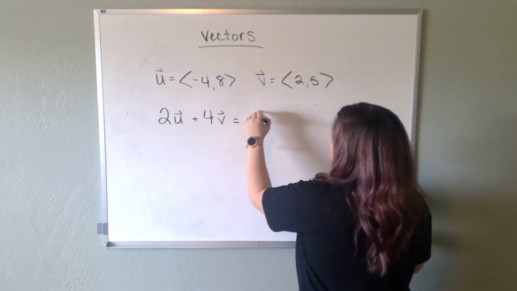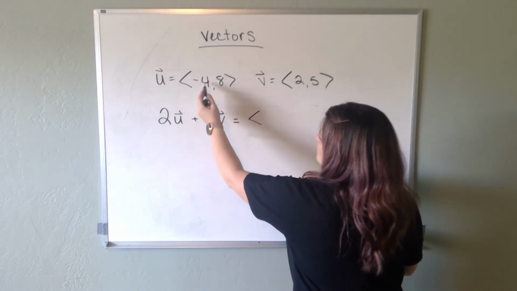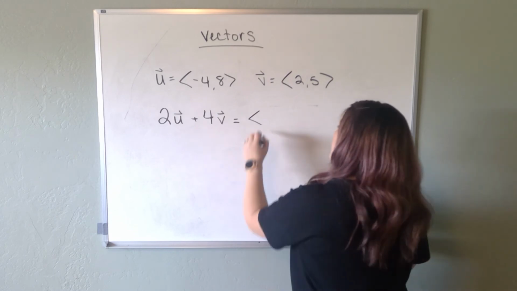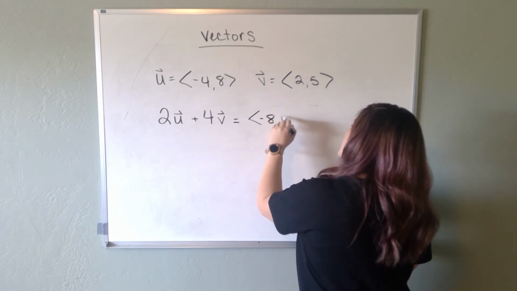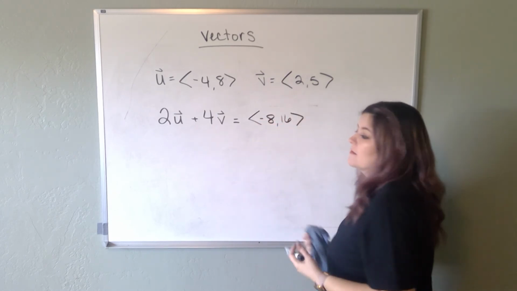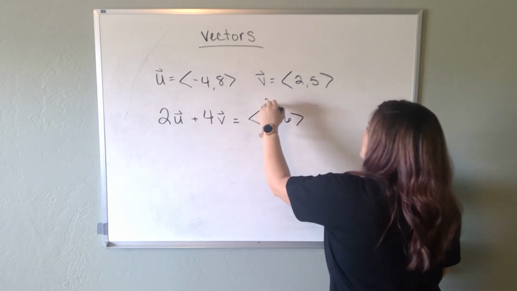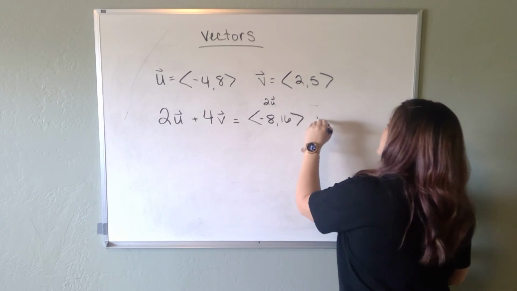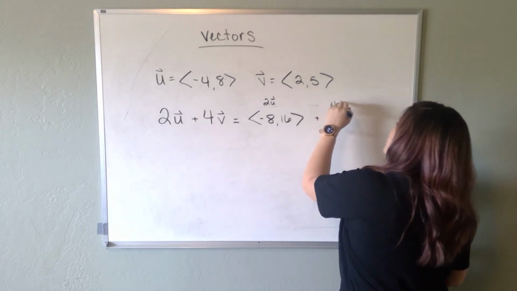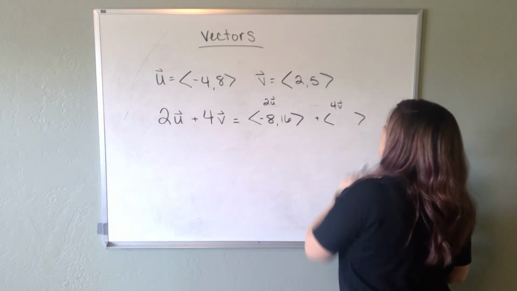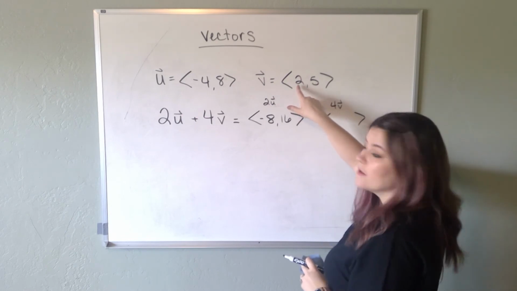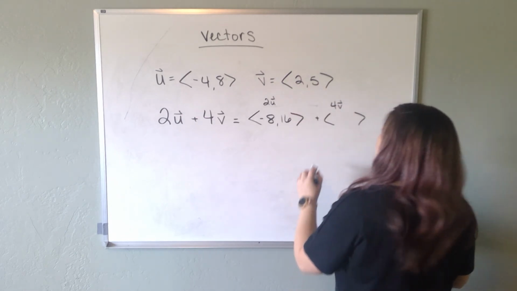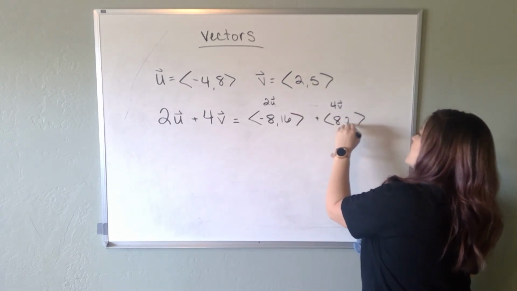So what is 2 times the vector u? Remember, it's just 2 times each of these components. I'll get -8, 16. There's 2u. So let's note, just to keep track of what we're doing, that's 2u plus, we need to find 4v. Well, 4v is just 4 times both of these components. So we'll get 8, 20.